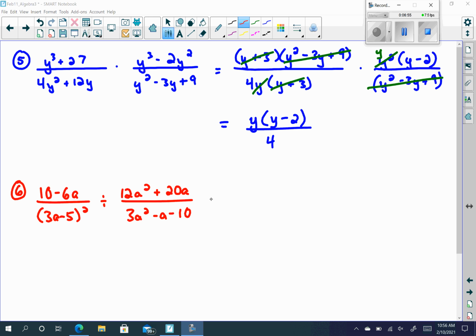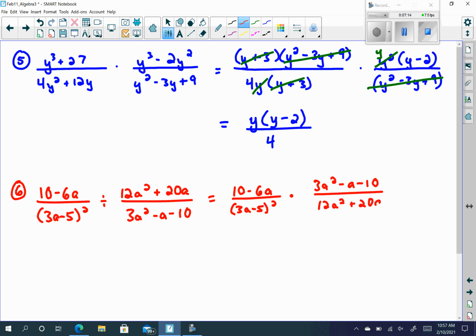Okay, number 6, we're dividing. So our very first step to take here is to multiply by the reciprocal. So I keep my first fraction the same. Multiply by the reciprocal here. All right, so my first numerator, I can factor out a 2. I'm left with a 5 minus 3a. Now my denominator, I'm not going to actually expand that to multiply, but what I am going to do is just write it out side by side. I have 2 factors now of 3a minus 5.